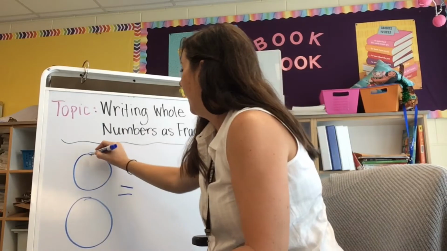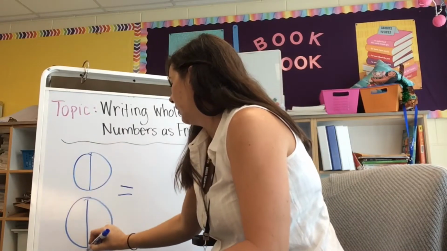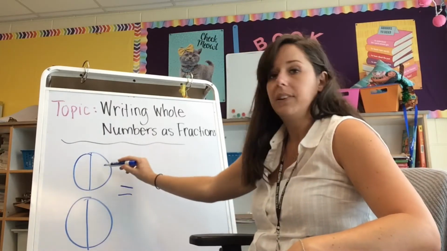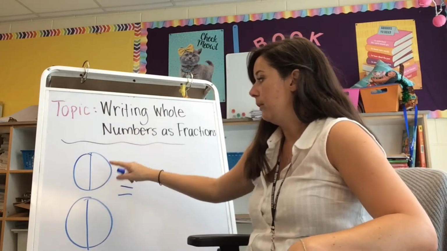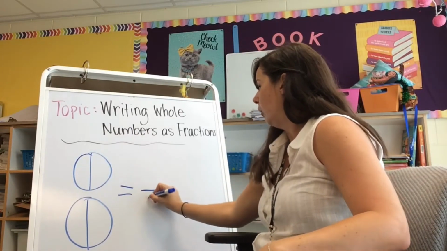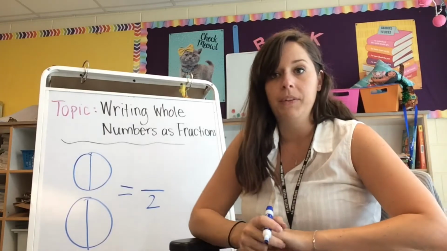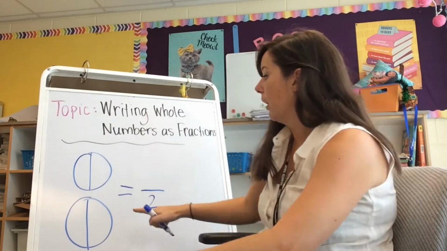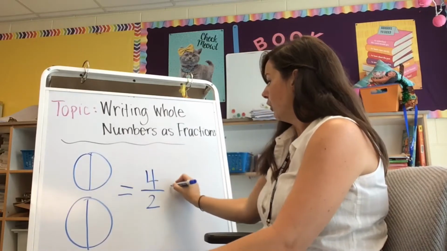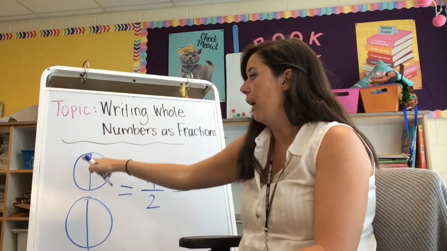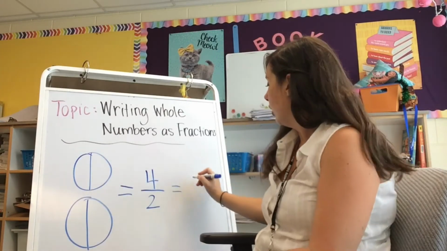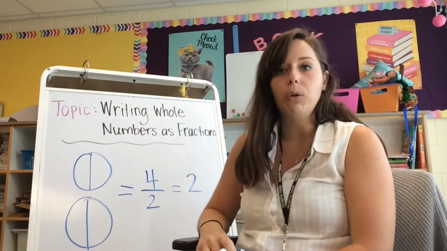Let's say I now have the same amount, but I'm splitting them in half. Now I need to look at how many parts are in just one of these shapes. So I'm looking at how many parts, and if I count, I have 2 parts in 1. So my denominator is now a 2, and I have to now count the total number of parts. 1, 2, 3, 4. Now my fraction is 4 over 2, which also equals how many wholes? If you look, how many wholes do I still have? I still have 2. So 2 is my whole number.